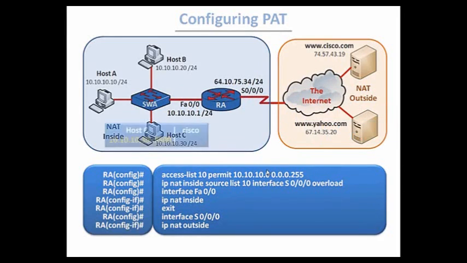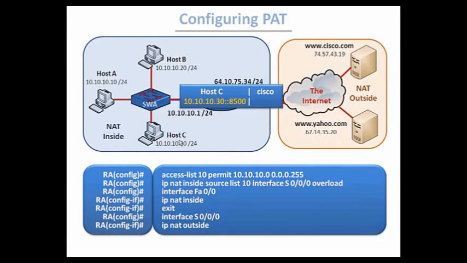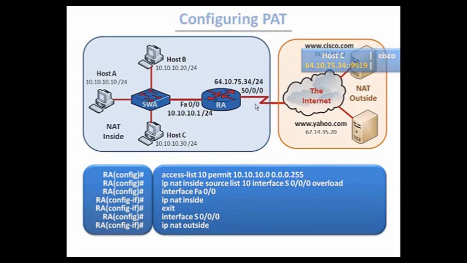And if host C is to send a packet to Cisco, and host C is using a source port of 1500, when the packet arrives at router A, and if router A determines that the port is already used, it will translate the packet into IP address 64.10.75.34, which is again the IP address of the interface on the router, and a different source port number, let's say 9019, which allows the packet to go to cisco.com.